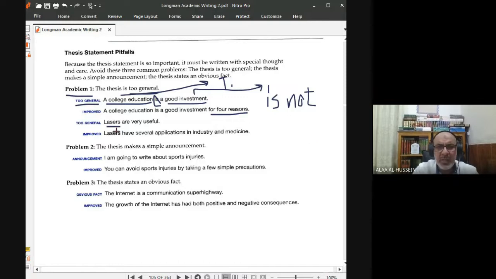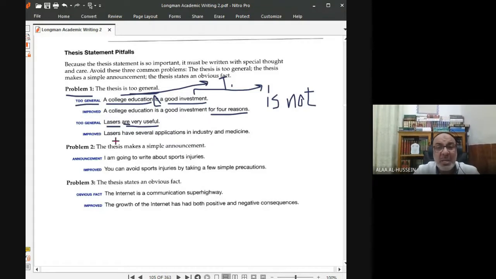Are very useful. Excellent. So you got the idea now. Yes, very useful. So we have lasers as topic, are very useful. But we all know, in general, that lasers are very useful, but we don't know why, how, in what aspect. Okay? The second sentence, the writer improves his or her thesis sentence by saying what?